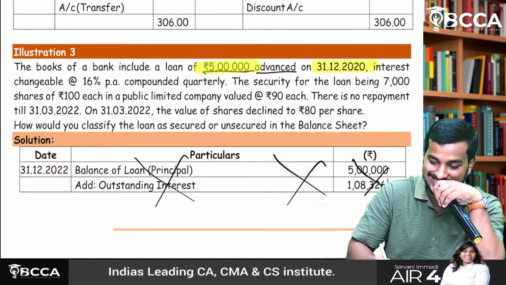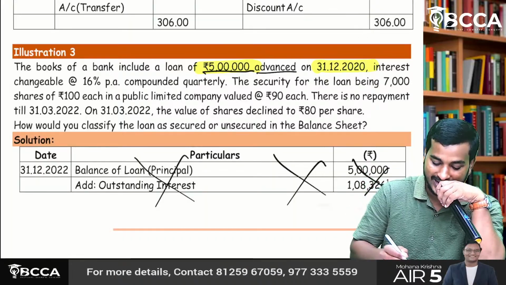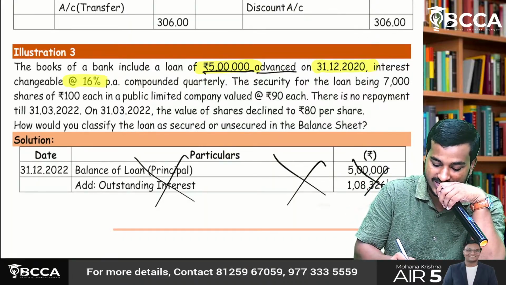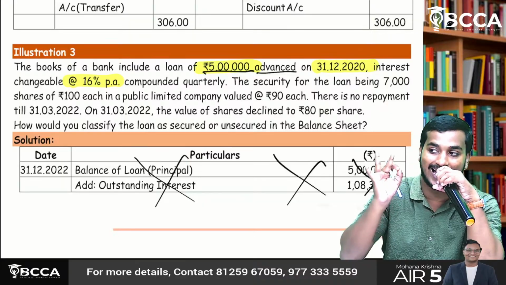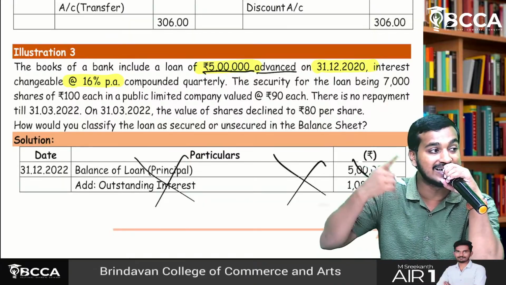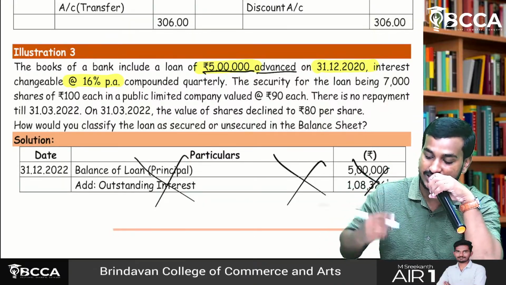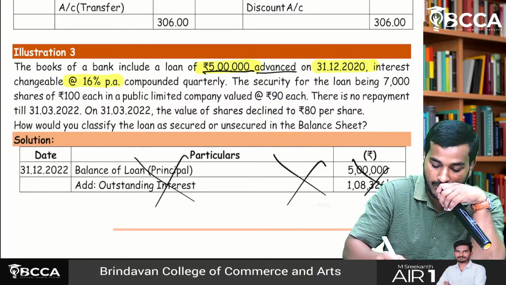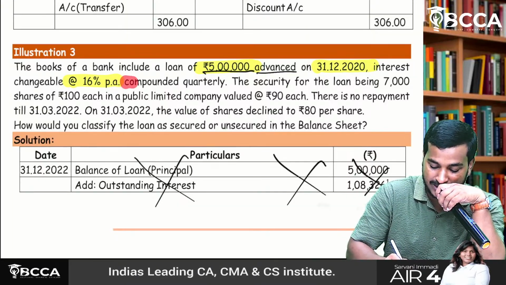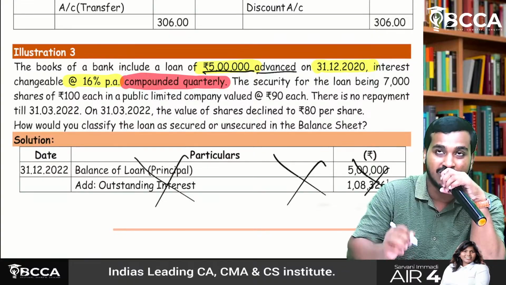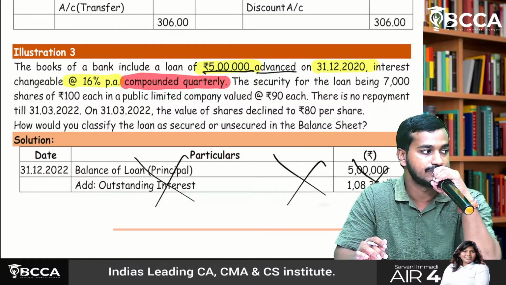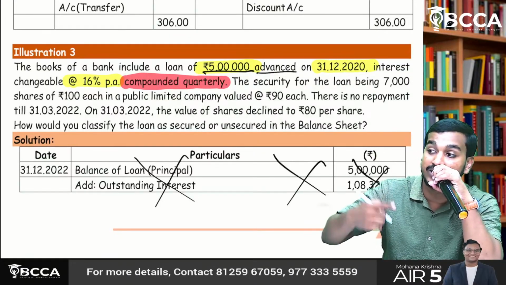The loan amount is 5 lakh rupees. Interest is chargeable at the rate of 16% per annum. Per annum means the entire year's interest is 16%, compounded quarterly. These two words are very, very dangerous. They are compounding it quarterly.